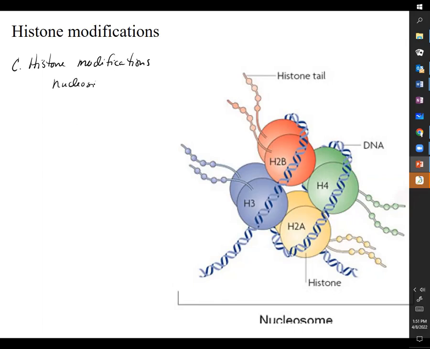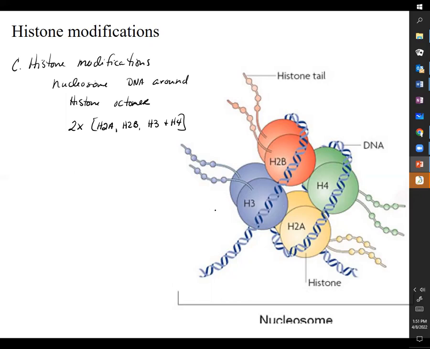And if you remember, the nucleosome is DNA wrapped around a histone octamer. In that histone octamer, there are two each of histone H2A, H2B, H3, and H4. So here you see them. They're very similar, but they are different. They're coded for by different genes.